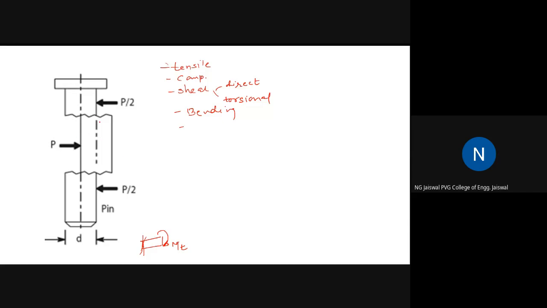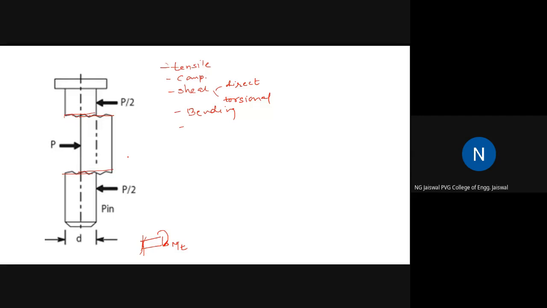Here, this is a direct shear stress. That day also I told you that the method to identify shear is that there is a sliding of the plane. You can see two adjoining planes having some relative sliding motion. So this is a direct shear stress.